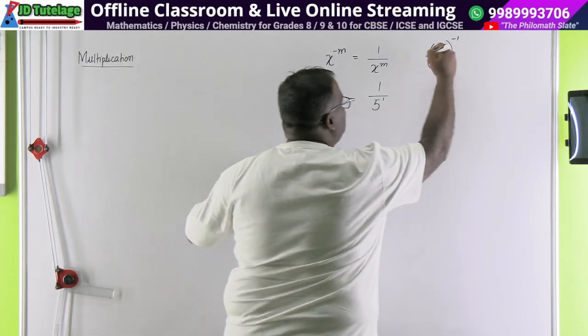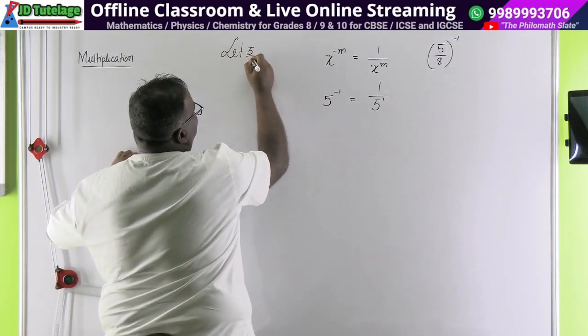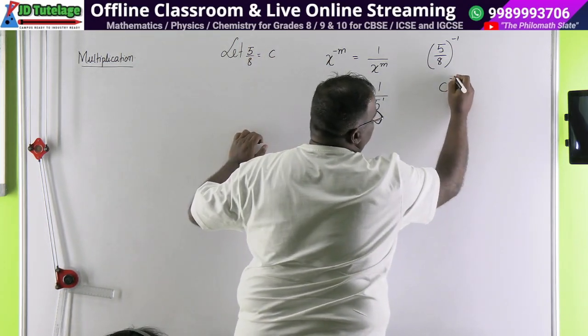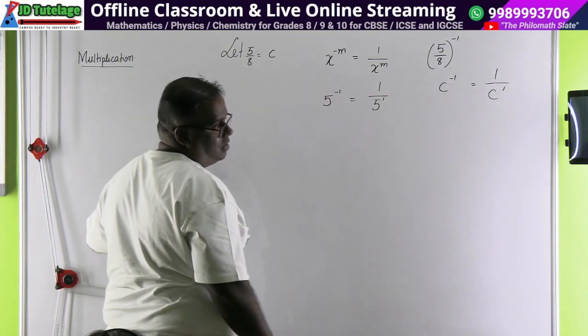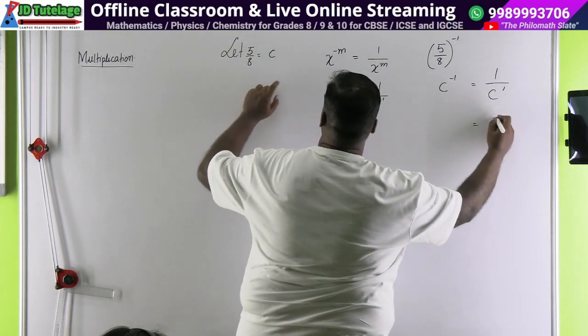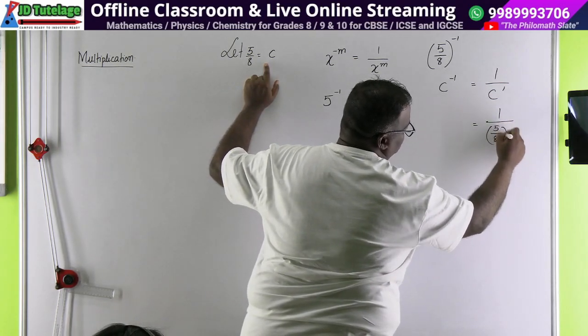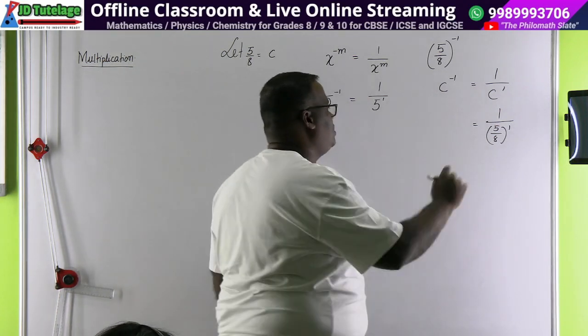Now you imagine 5 by 8. जरा ऐसे सोचो मन में, let 5 by 8 be equal to C, some number C. Then your question is what? C to the power minus 1. What is it equal to? 1 by C to the power 1. So you convert it back. What is your C? Your C is 5 by 8. So it is 1 by (5 by 8) to the power 1. Right? Have you understood?